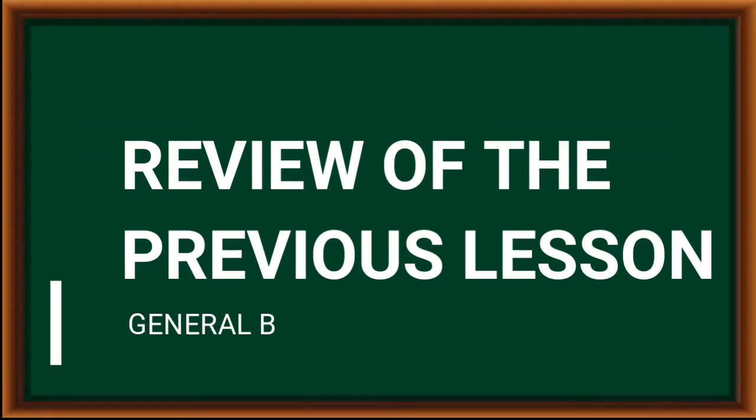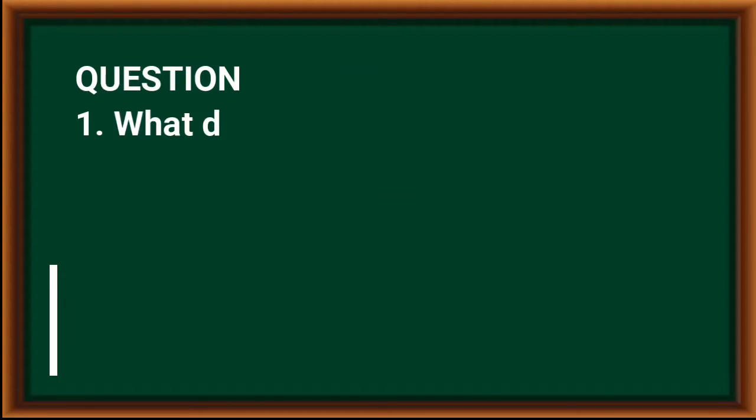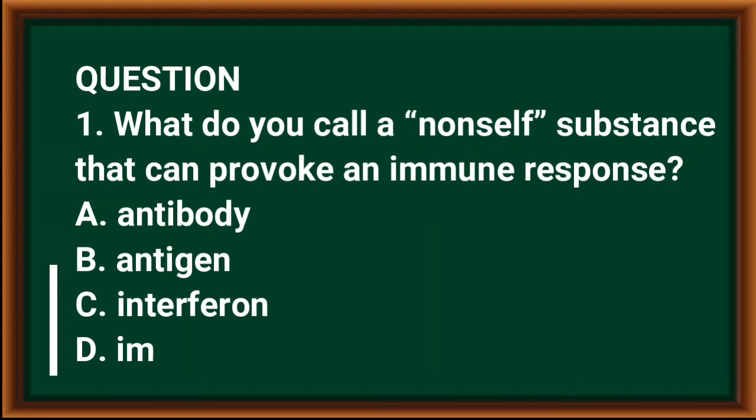Now, let us have a short review of our previous lesson. Direction: Read the questions carefully and choose the letter of the best answer. Just type your answers in the comment section. Question number 1. What do you call a non-self substance that can provoke an immune response? A. Antibody, B. Antigen, C. Interferon, D. Immunoglobulin.